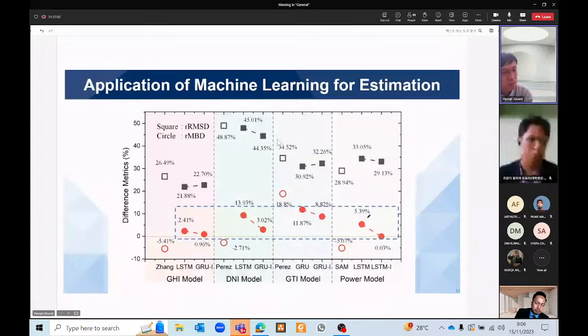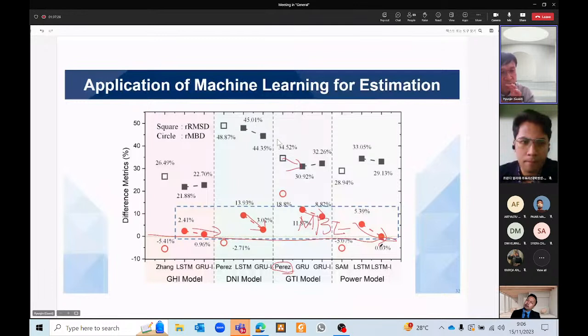This is a physical model, for example, for GTI. We see RMSE a little bit decreased. More importantly, what is blue? I'm sorry, I didn't put the result. This is MBE. MBE always decreases a lot to zero whenever you apply machine learning. So machine learning can provide a kind of fine-tuning of solar radiance estimation.